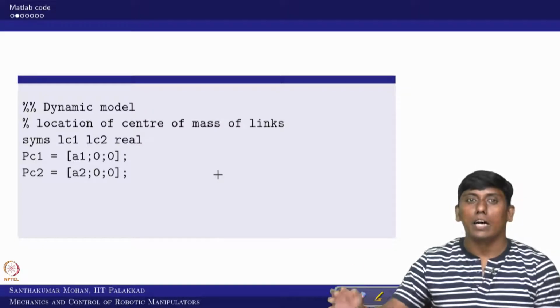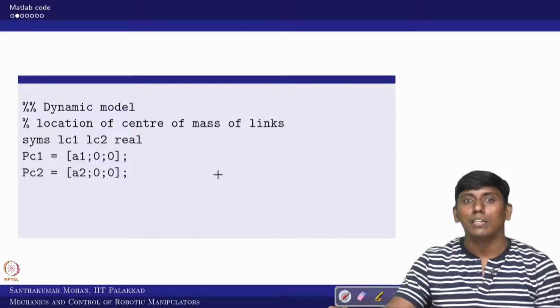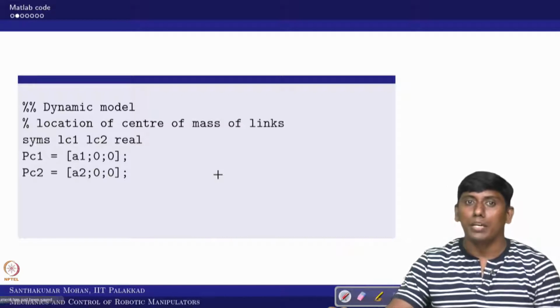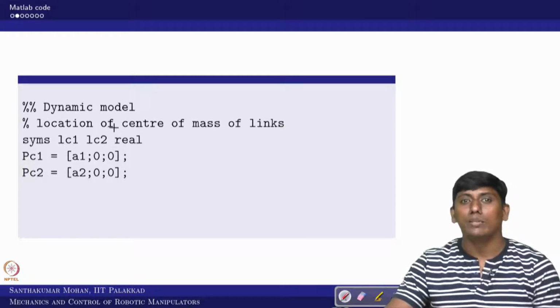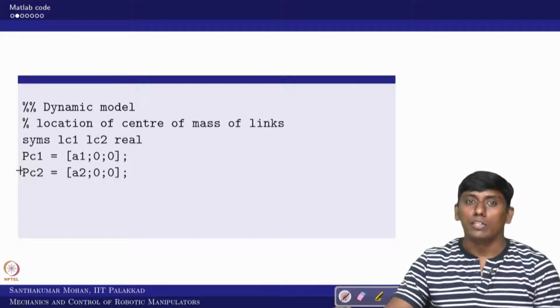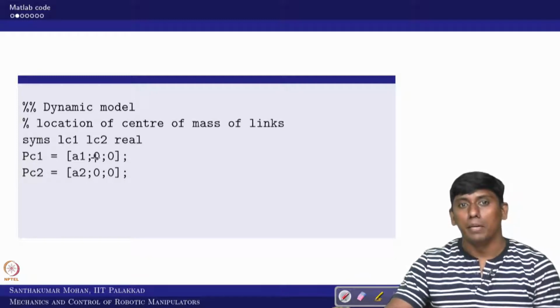In our equation of motion we have written the link lengths as A1 and A2. So the location of the center of mass of each link comes with two symbols, LC1 and LC2. Here LC1 I consider as A1 and LC2 I consider as A2. So the PC1 and PC2 vectors I have derived in this way.